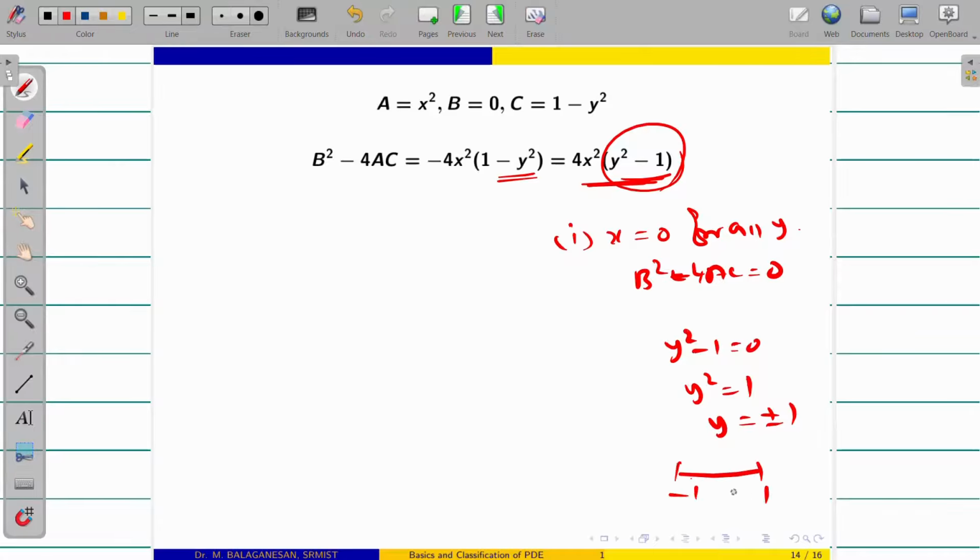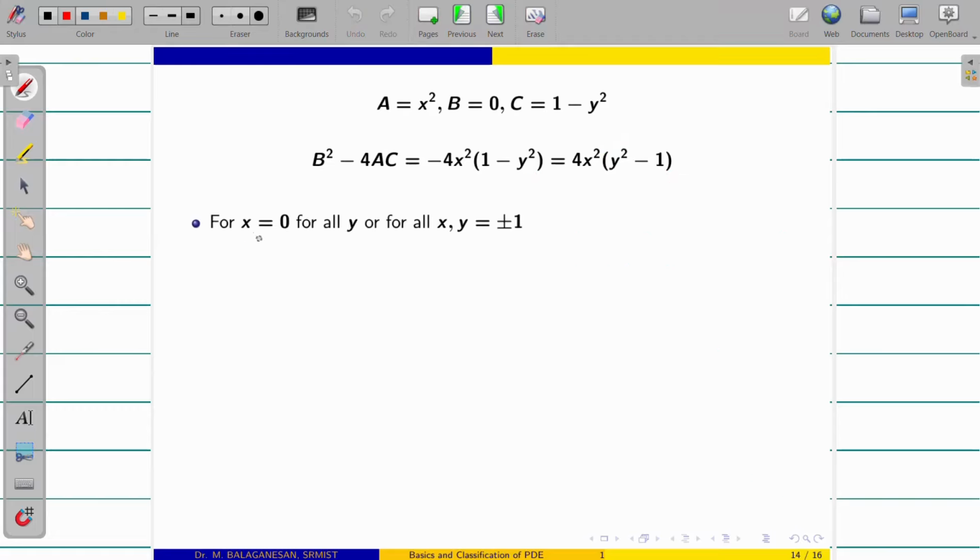Minus 1 to 1 for y. So if it is lying inside, what is the nature? x is non-zero, x equal to 0 we have already given. Suppose it is lying outside, greater than 1 or less than minus 1, what is going to happen? In that way we are going to classify here, guys. This will be an important one, right? So for x equal to 0, for all y, y equal to 1 also, you will get the same thing. You will get 0, b square minus 4ac is 0, you will get parabolic.